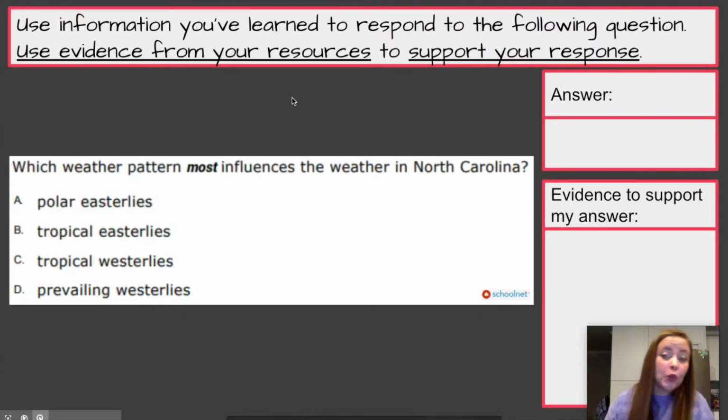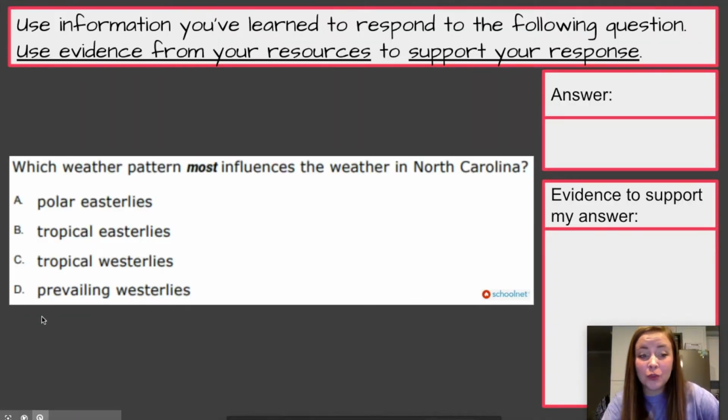So, using information that we've learned today, which weather pattern most influences the weather in North Carolina? Is it A, polar easterlies, B, tropical easterlies, C, tropical westerlies, or D, the prevailing westerlies? I want you to answer that now.